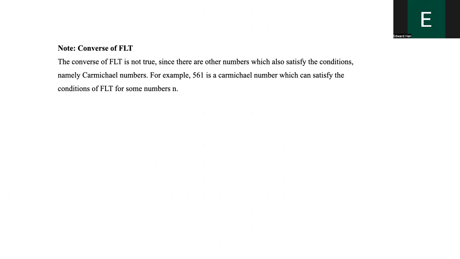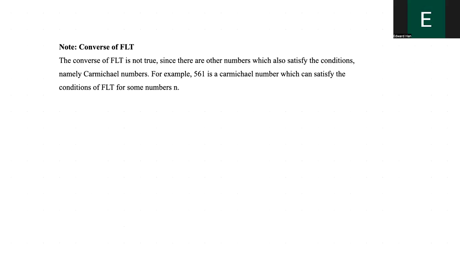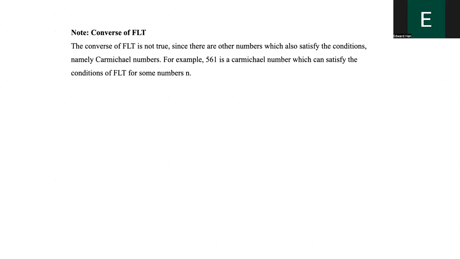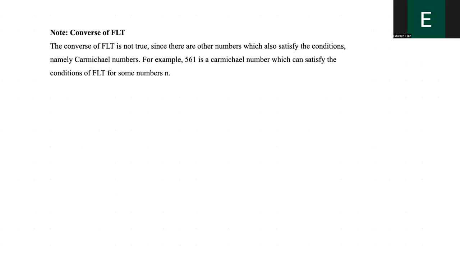In fact, there's a list of Carmichael numbers, starting with 561, that do not satisfy the converse of FLT. And basically it's not true, so you must be careful. So if you find a number and it's not congruent to 1 when you take it to the p minus 1th power, it doesn't necessarily mean that p is prime. So you have to be careful about that.